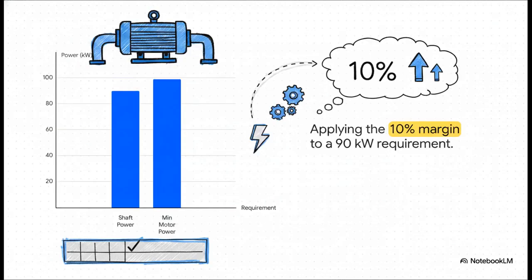Now, what's really interesting about this slide is how this actually looks when we put it into practice. Let's say the mechanical engineers come to you and say, hey, we have a pump that requires exactly 90 kilowatts of shaft power. Well, because 90 kilowatts is above that 55 kilowatt threshold we just talked about, we are strictly required to add a 10% margin. So that 90 kilowatt pump actually requires a bare minimum motor selection of 99 kilowatts.